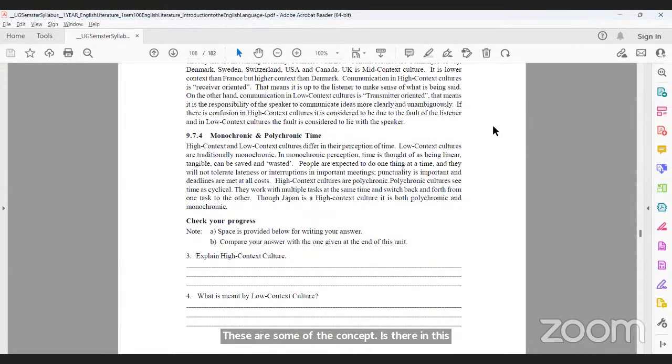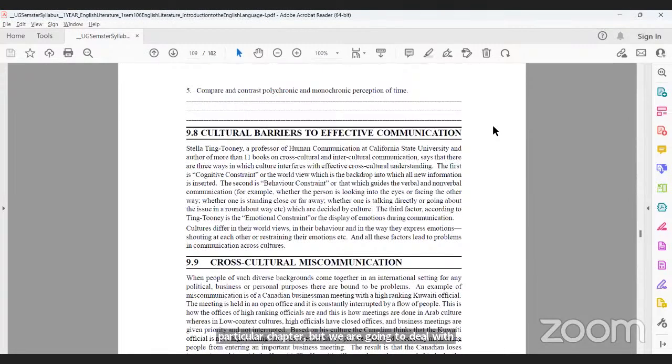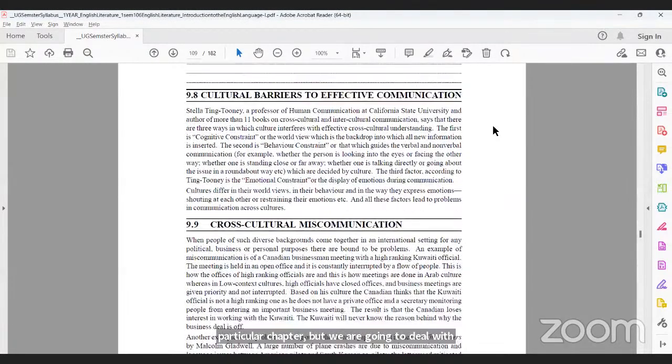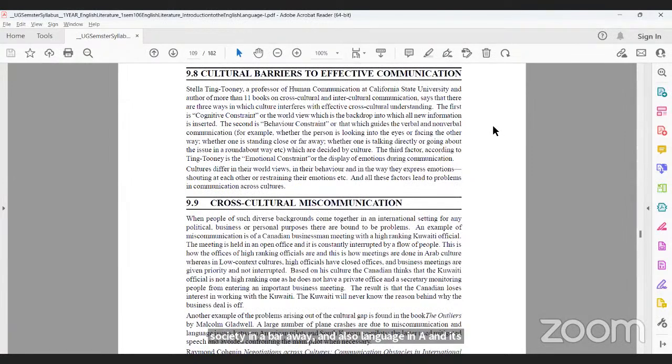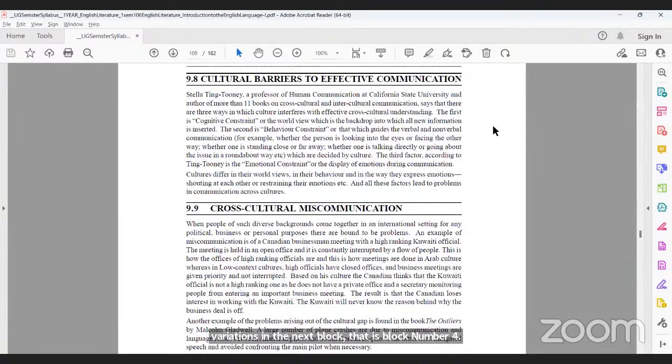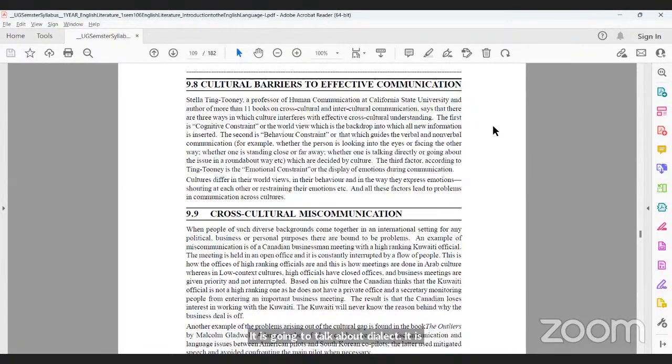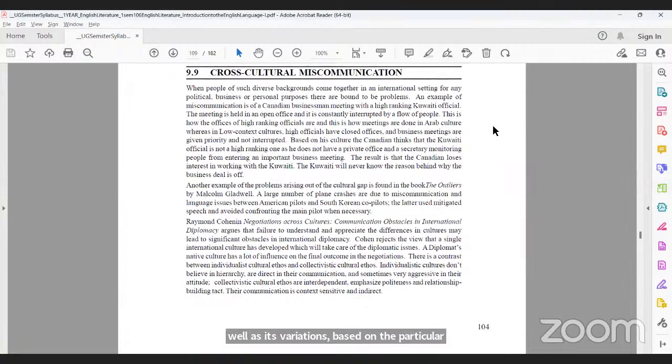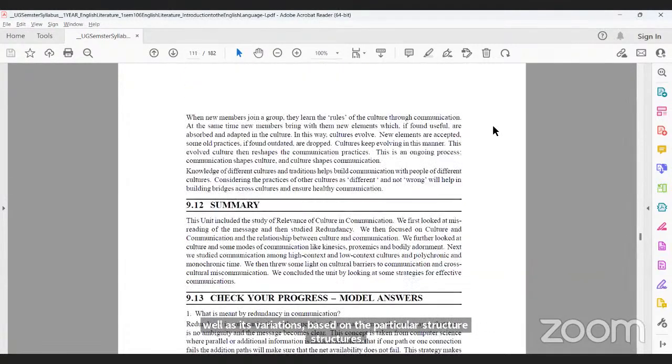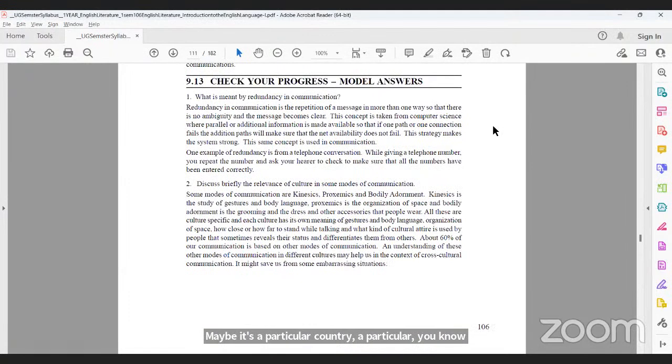Then we are going to deal with society in a broader way, and also language and its variations, in the next block, that is block number 4. It is going to talk about dialect, sociolect, style, register, idiolect, and code switching. These are some of the concepts related to language as well as its variations based on a particular structure. Structures may be a particular country, a particular region where a particular language is being spoken.